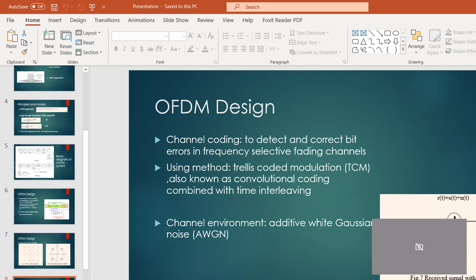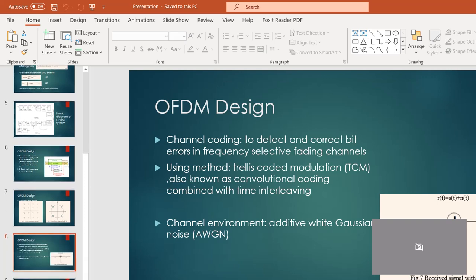Also, when it talks about the channel coding, we usually implement a block code. Usually we use methods like trellis-coded modulation to detect and correct bit errors in frequency-selective fading channels. And this method we also implemented in the MATLAB simulation. And as for the channel environment, we use additive white Gaussian noise, known as AWGN. I have mentioned it before.